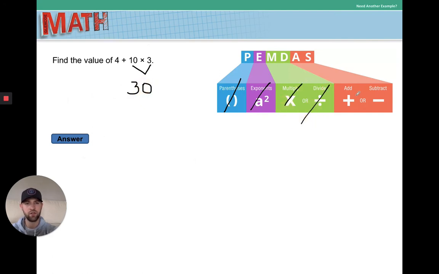Do I have addition or subtraction? Yes, I do. So I'll go ahead and finish off with the addition. I just bring down my plus 4 because I haven't used it yet. And now I have a pretty simple addition problem. 30 plus 4, you should get 34. Let's see if we did that right. And we did. 34 is your answer. Cool. Nice job.